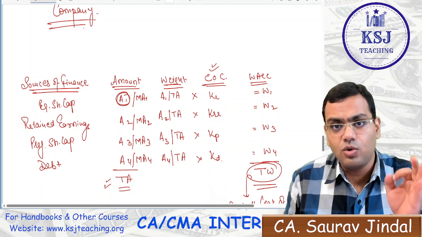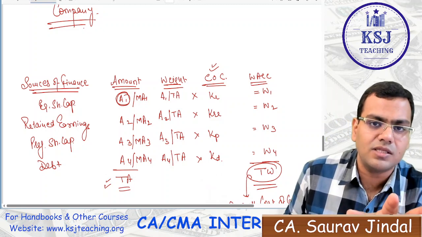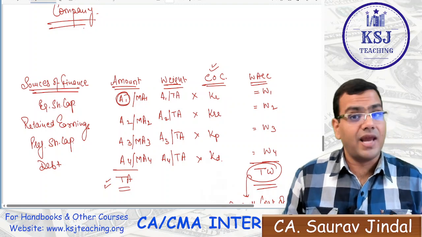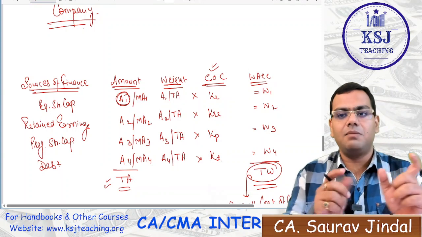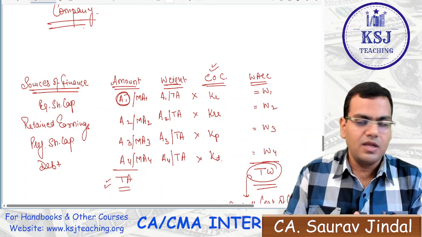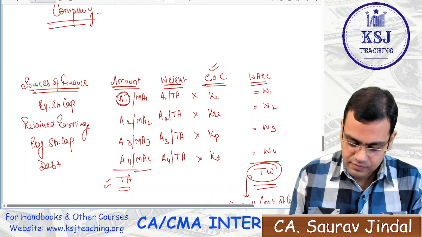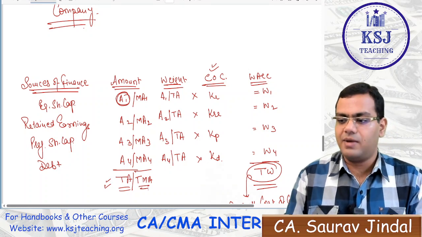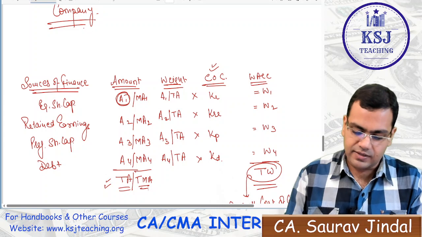The market value rate will be given in the question. Let's say you have 1 lakh equity shares in the books. In the books the share value is 100 rupees, but in the market it is 125 rupees. So here you will take 1 lakh multiplied by 125 rupees. That will become your market value of the equity share. Then here you will take TMA, the total market value amount. You will calculate the weights, the costs of capital and the WACC.